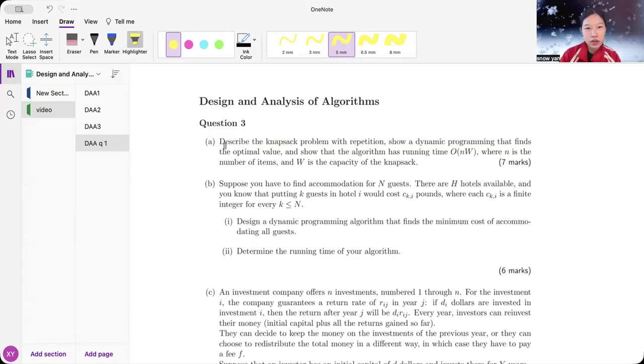So let's get started. In part A, we're asked to describe the knapsack problem with repetition, showing a dynamic programming algorithm that finds the optimal value, and show that the algorithm has running time O(nW), where n is the number of items and W is the capacity of the knapsack.